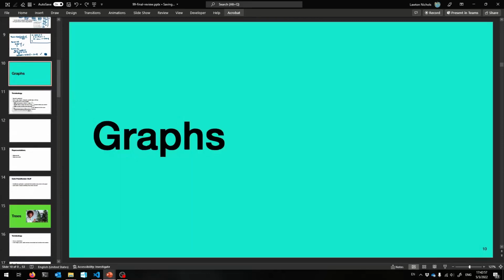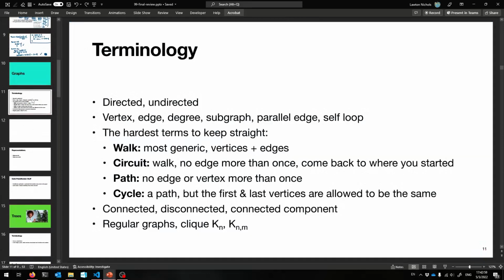We got graphs now. So, sorry I'm going a bit fast. This is just a lot of bang for your buck. That's what I'm trying to give you here.